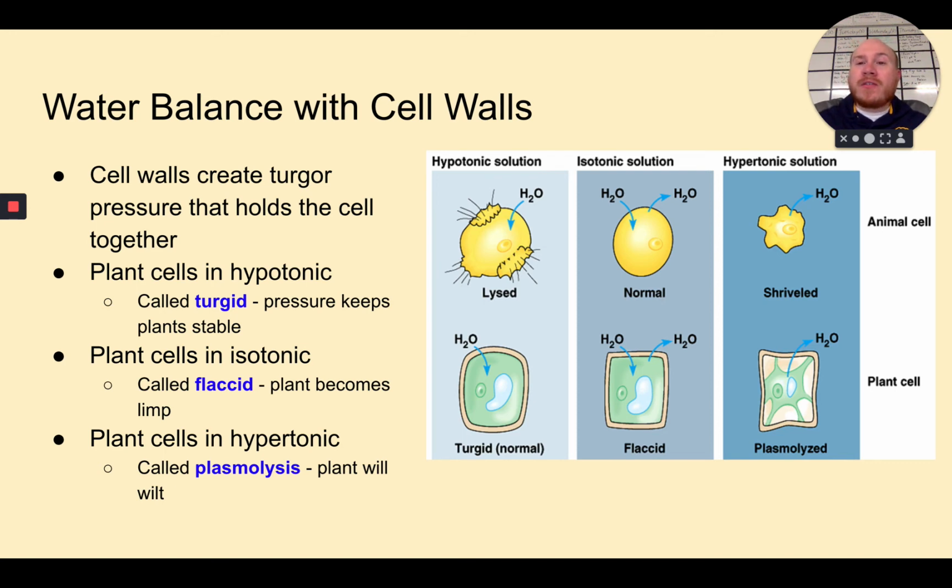Now, if a cell is in an isotonic solution, which means it's the same outside as inside, the cell is going to have a balance, which actually for plant cells is a bad thing. And so the cell actually ends up being a little flaccid, which could cause the plant to droop.